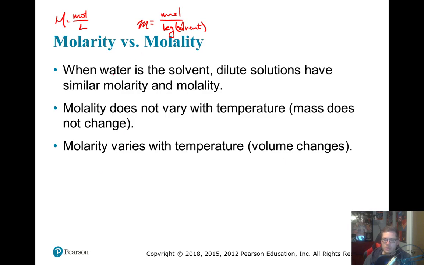Now the interesting thing is when water is the solvent, and we're at room temperature specifically, in dilute solutions, so solutions that don't have really high concentrations, the molarity and molality are going to be really close to one another. That's essentially because at room temperature, the density of water is essentially 1 gram per milliliter, and so those liters and the kilograms of solvent are going to be pretty much the same number. But then as we get close to the freezing point, they diverge from one another.